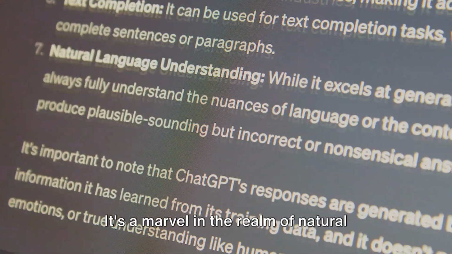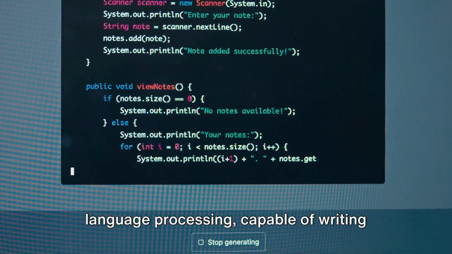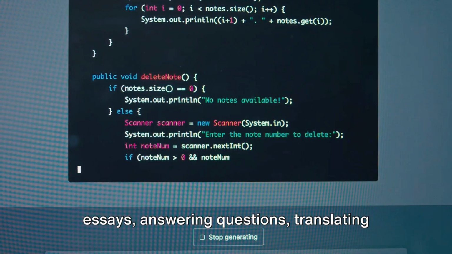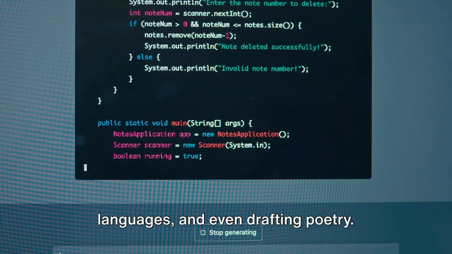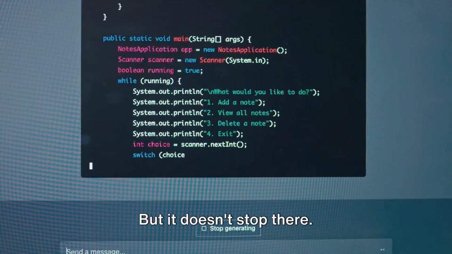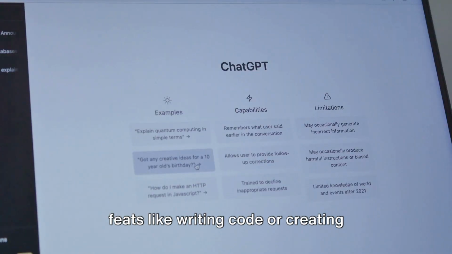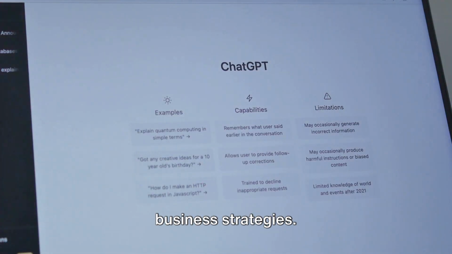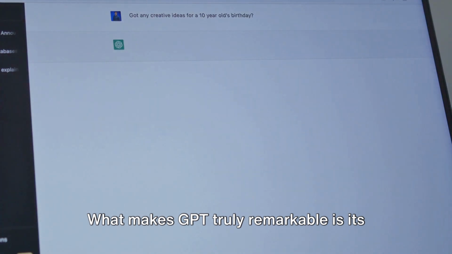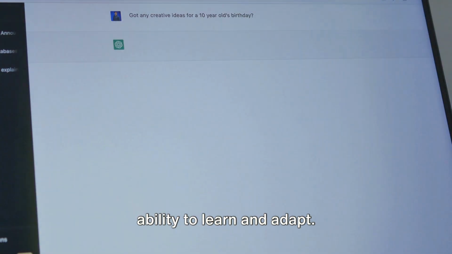It's a marvel in the realm of natural language processing, capable of writing essays, answering questions, translating languages, and even drafting poetry. But it doesn't stop there. GPT is also capable of more technical feats like writing code or creating business strategies. What makes GPT truly remarkable is its ability to learn and adapt.